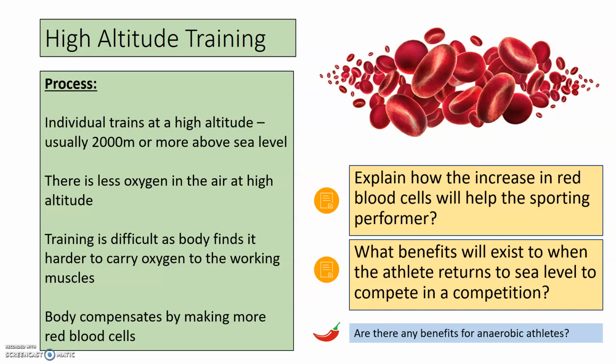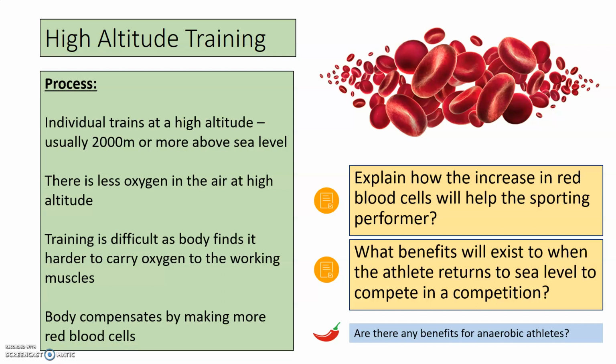The second question, in terms of what the benefits will be when the athlete returns to sea level to compete: well, the fact that our body has overcompensated and created more red blood cells means that when we come back to sea level, it should be easier to train or to perform, because at sea level we have a higher pressure, so we have more air molecules and more oxygen. So the fact that we've got more red blood cells means that we'll be able to carry even more oxygen, and hopefully that means we should be able to run slightly faster and fatigue less quickly.